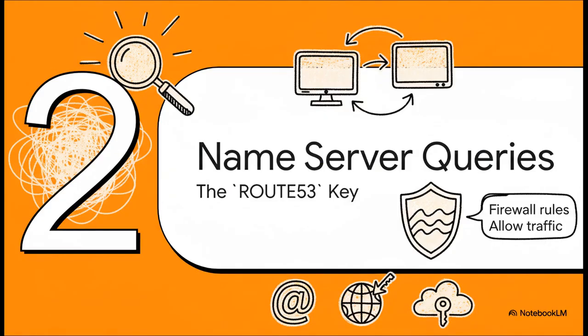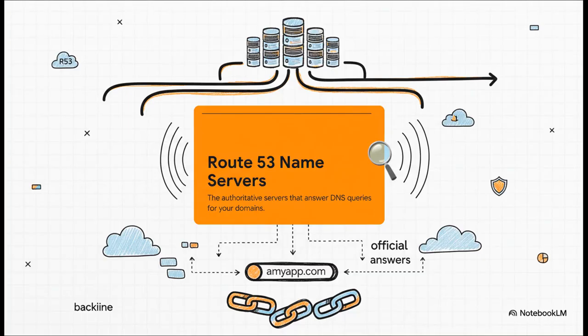So first up is the Route 53 service key. This one's a biggie. If you ever want to run basic DNS diagnostics, using command line tools like dig or nslookup to check on your domain's records, you absolutely have to allow traffic from the IP ranges that are tied to this key. And what are these exactly? Well, think of them as the authoritative servers. When some person or some service asks, hey, where can I find myapp.com? These are the servers that give the official answer. They're literally the backbone of your domain's accessibility on the internet.